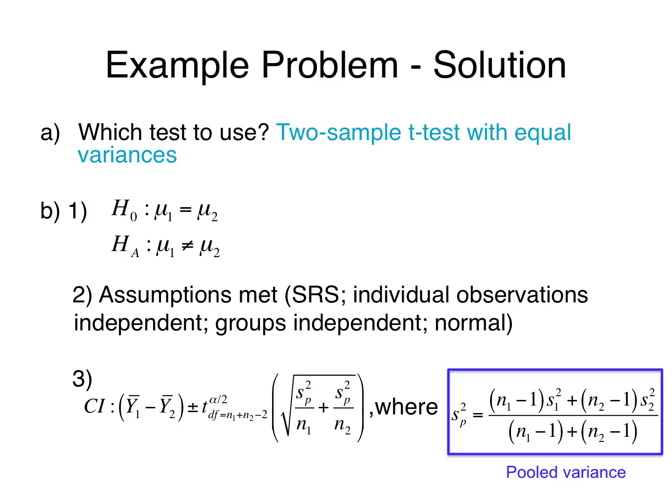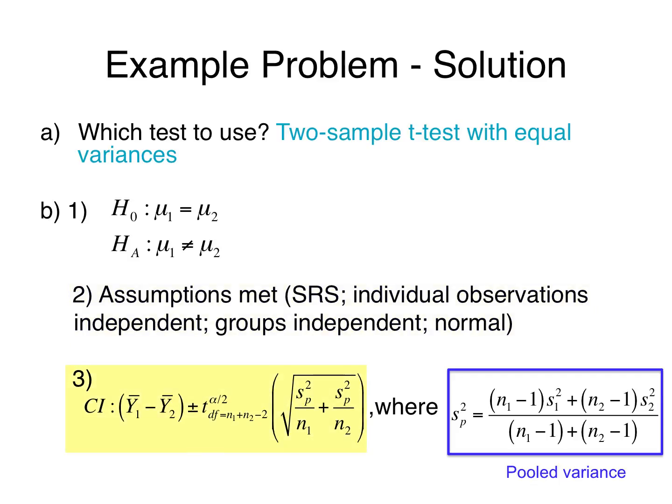So we follow all steps for hypothesis testing. The null hypothesis is that there's no difference in the mean resiliency scores of men and women, and the alternative hypothesis is that there is a difference in the mean resiliency scores of men and women. The assumptions are met, these samples are obtained through a simple random sample, the individual observations within each group compared are independent, so each person is selected independently. The groups are independent, and the data are normally distributed and come from large samples.